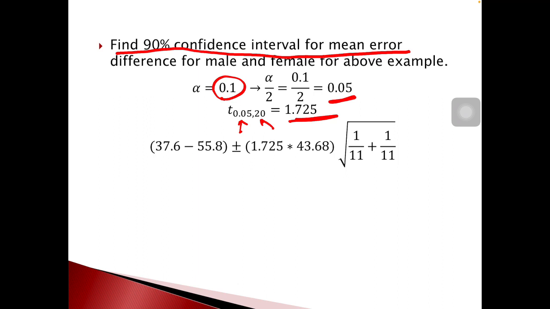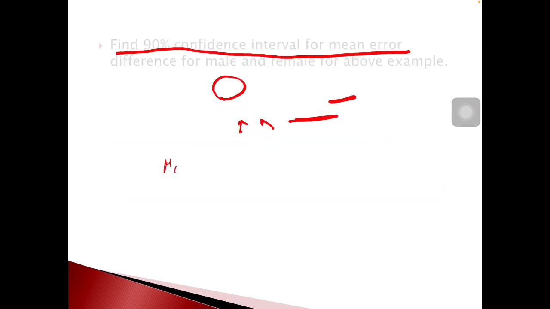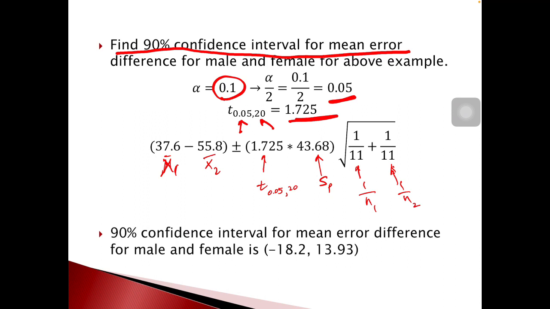Plug those values. Okay, it should be x1 bar minus x2 bar, plus or minus 1.725, the t value, t 0.05 comma 20, times the value that came from Sp, this is your Sp, and this is your 1 over n1 plus 1 over n2. So plug these values and get the answer.